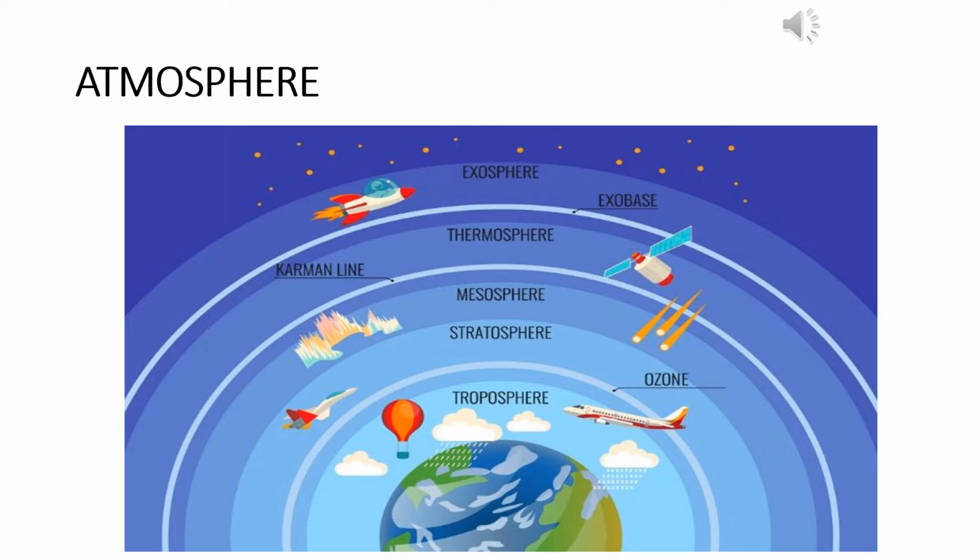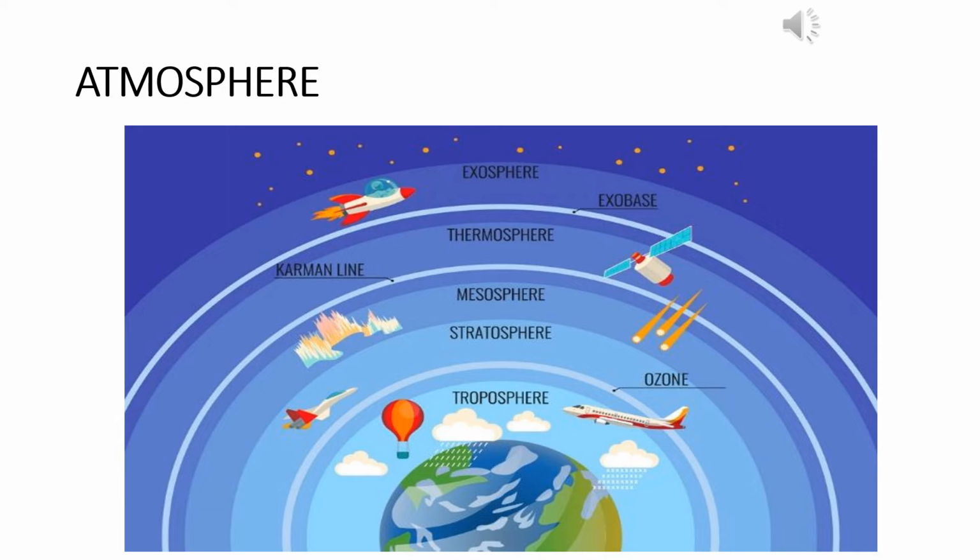Now, in the atmosphere, we can see different layers. The first layer is called the troposphere, which is the layer where the weather conditions are formed. It is the lowermost layer, and this is the layer where aeroplanes fly, and it has the highest concentration of oxygen gas, which is very essential for all living beings.